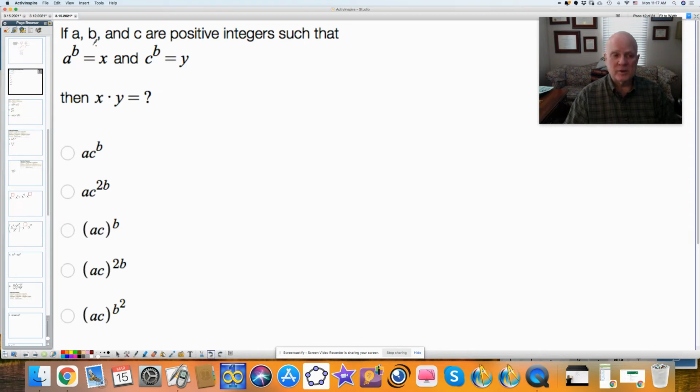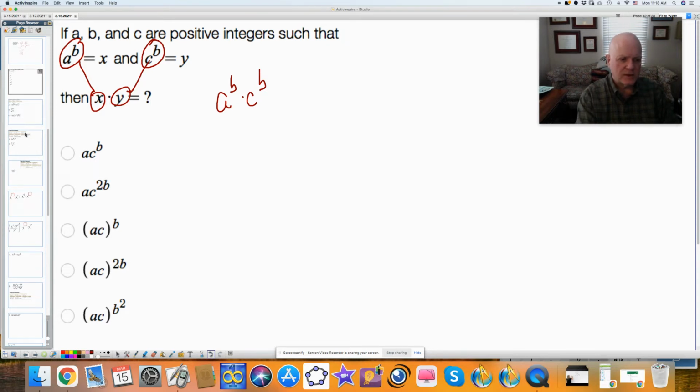Our second problem: if a, b, and c are positive integers, such that a to the b power is x, I can substitute this in here, and c to the b power is y, I can substitute this in here. When I substitute this in, I get a to the b times c to the b. Uh-oh. That's not one of my answers. But I do know which rule it is.